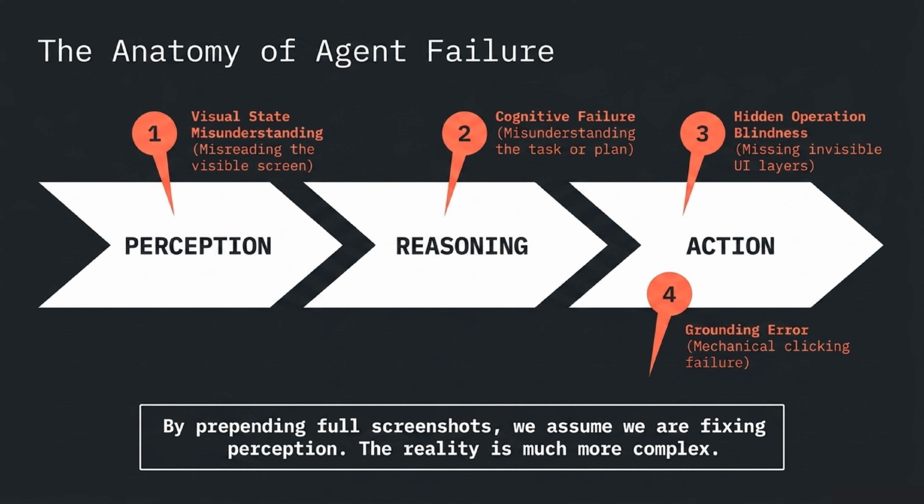To understand this, let's look at the anatomy of agent failure across the pipeline of perception, reasoning, and action. We've identified 4 main breakdowns. First is visual state misunderstanding, a perception error where the agent misreads the visible screen. Second is cognitive failure, a reasoning error where the agent misunderstands the task or plan. Then we have action stage errors, hidden operation blindness, where the agent misses invisible UI layers, and grounding error, which is a mechanical clicking failure. We often assume that by prepending full screenshots, we are fixing perception, but the reality is much more complex.